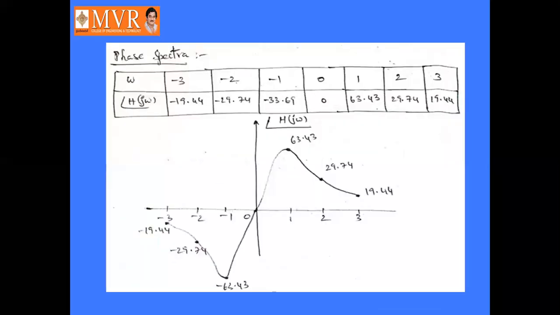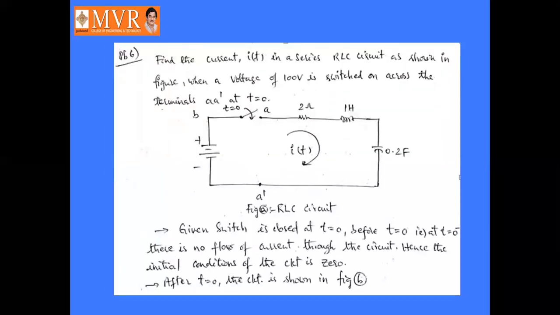Okay, right. Next, coming to the next problem: find the current i of t in a series RLC circuit as shown in the figure, when a voltage of 100 volts is switched on across the terminals A and A dash at t equal to 0. Means that after t equal to 0 only, the current in the circuit flows.